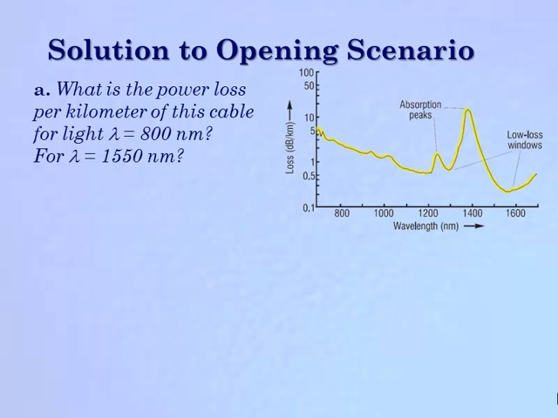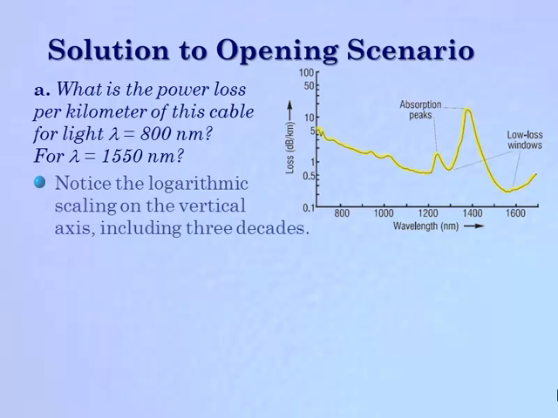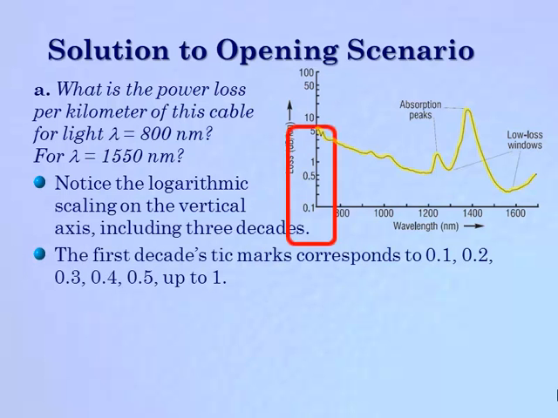Now we're ready to look a little bit at our opening scenario where we have the graph of the semilog scale. What is the power loss per kilometer of this cable for light at 800 nanometers? We'll notice the logarithmic scaling on the vertical axis, so that we know how to read that y-axis, and we'll notice that we have 3 decades. The first decade's tick marks correspond to 0.1, 0.2, 0.3, 0.4, 0.5, up to 1.0.